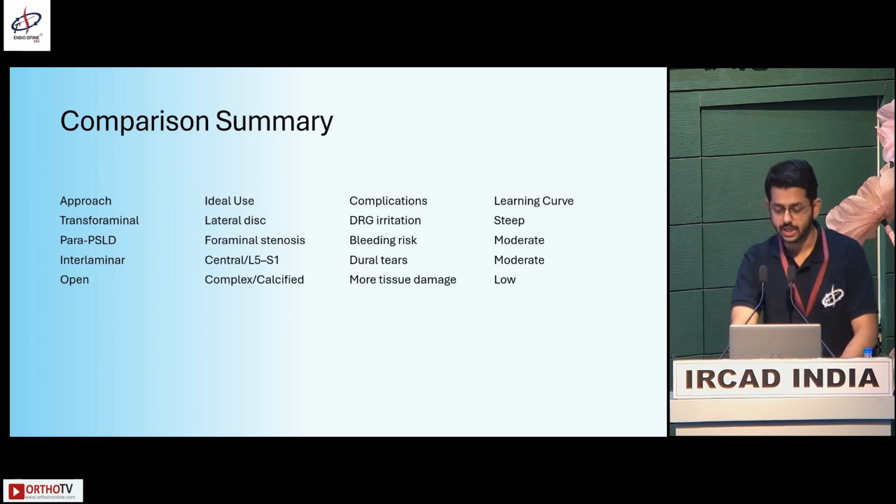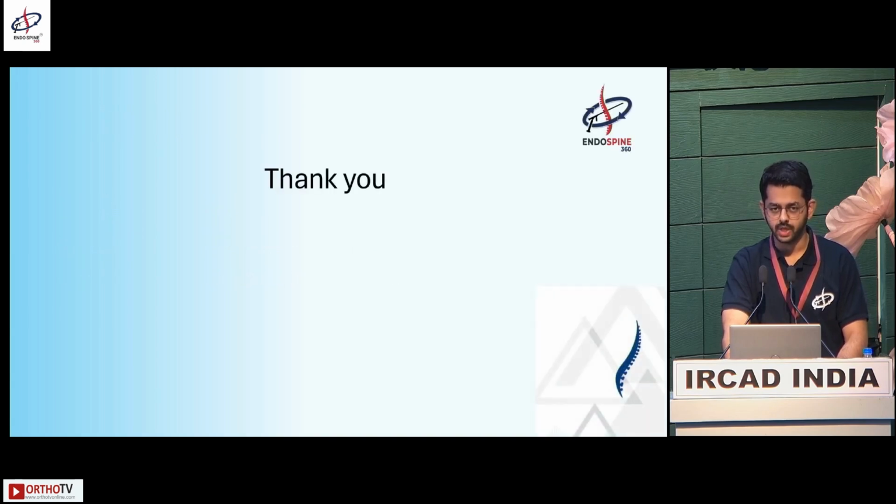So this chart summarizes key features of each approach. Posterolateral routes work well when indications are correct, but DRG risk, narrow access and a steep learning curve are the real barriers. Always plan with the pathology and the technical reach in mind, and don't fall into a one-technique-for-all mindset.